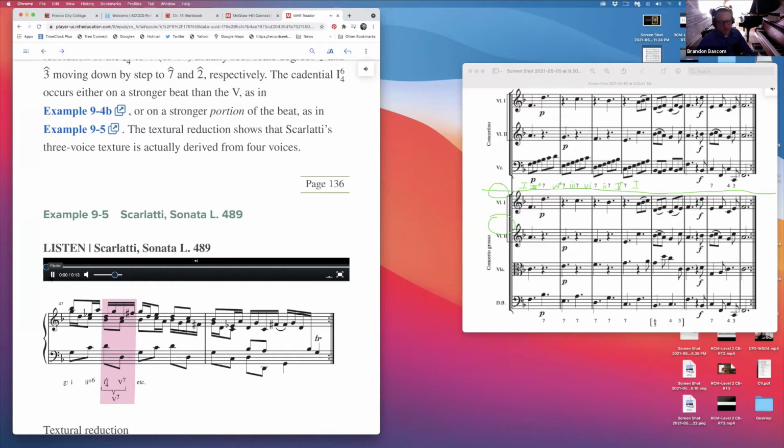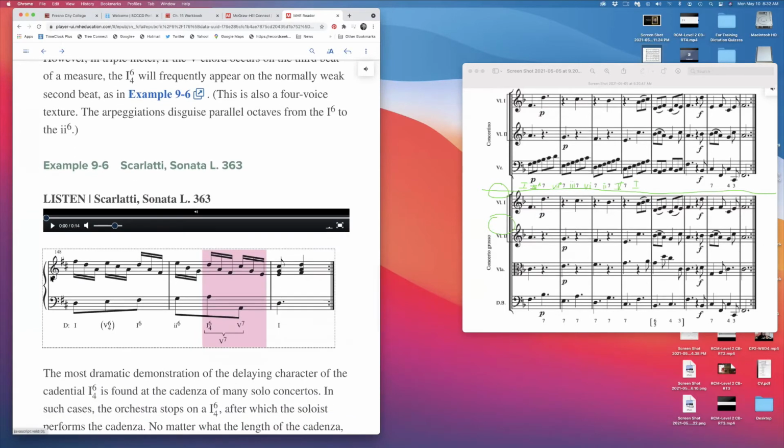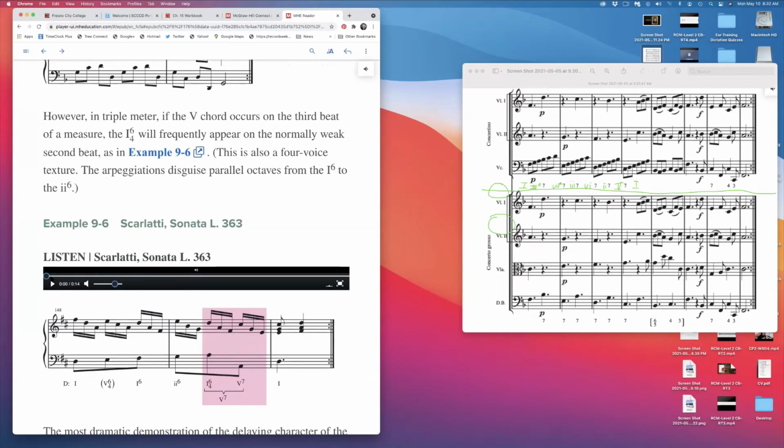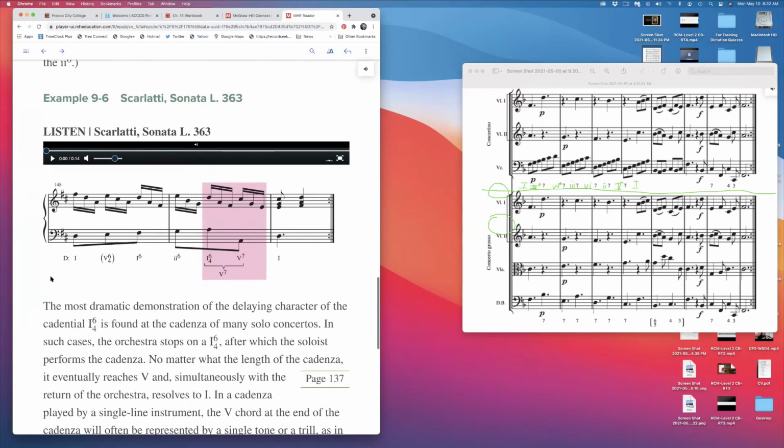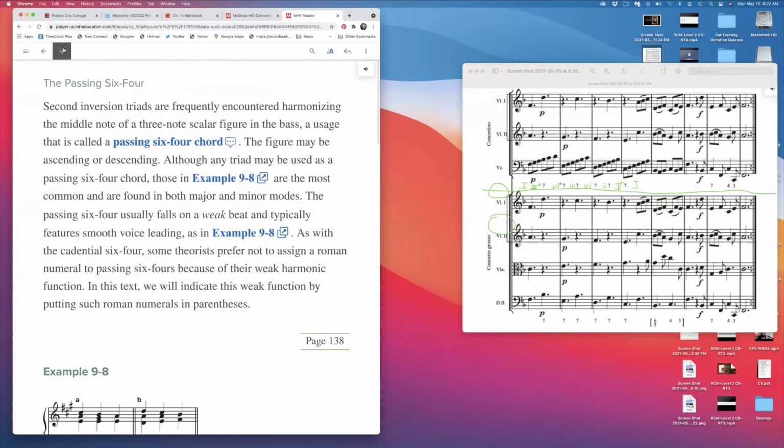Here's one in the middle of Scarlatti. Example 9-5. That was actually a chain of 3 of them. Right? So we listened to a bunch of those.